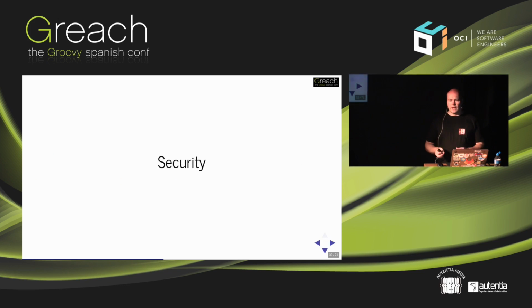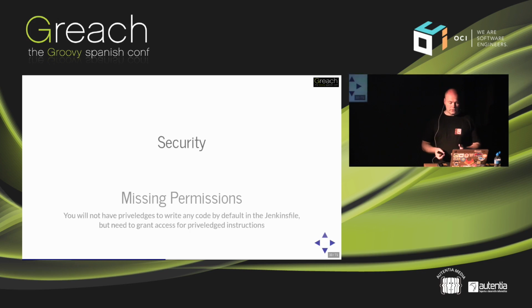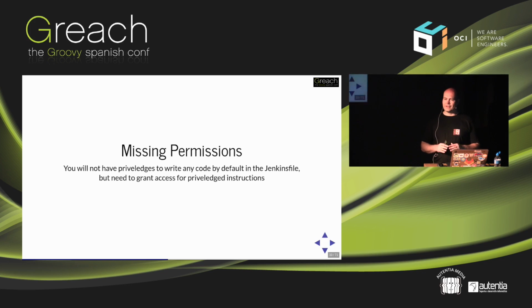When you write your pipelines and they're defined in the source code repository, well, since you can do arbitrary Groovy, that seems like a really big security hole. Luckily, it's not, because you are missing permissions to just about everything. You're not allowed to do a lot with your Jenkinsfile that's just checked into the repository by default. It's very unprivileged, it's very sandboxed.